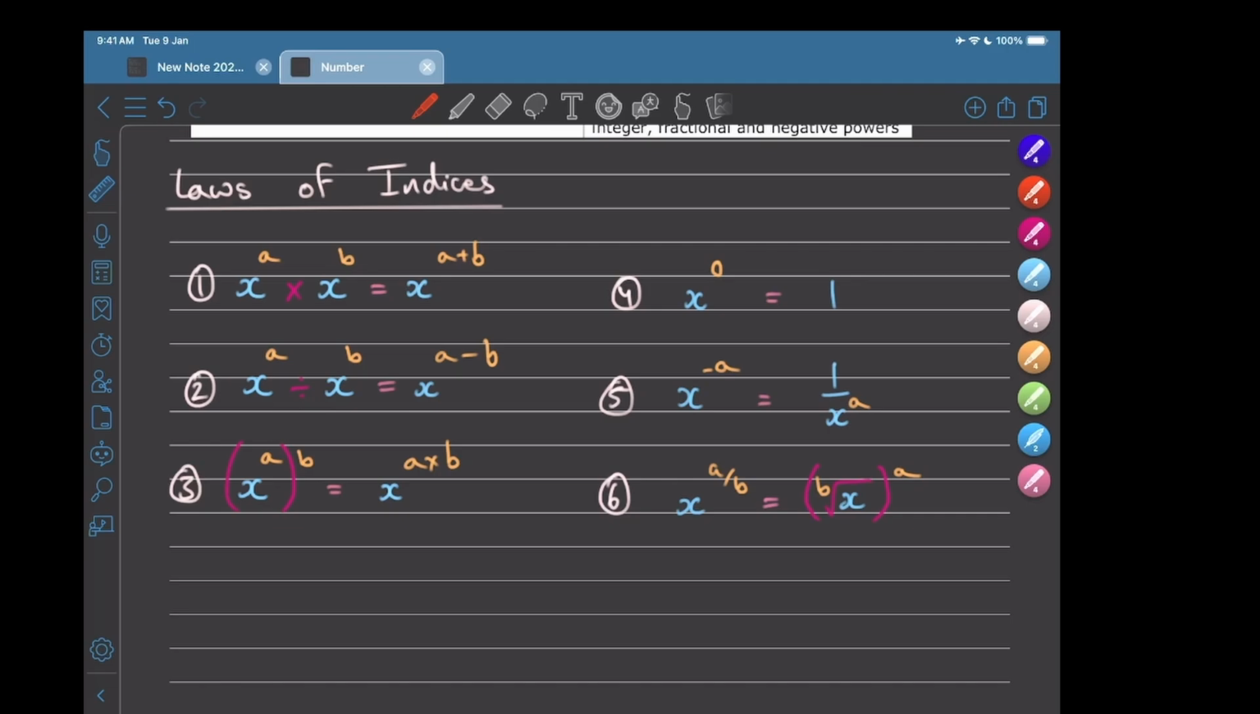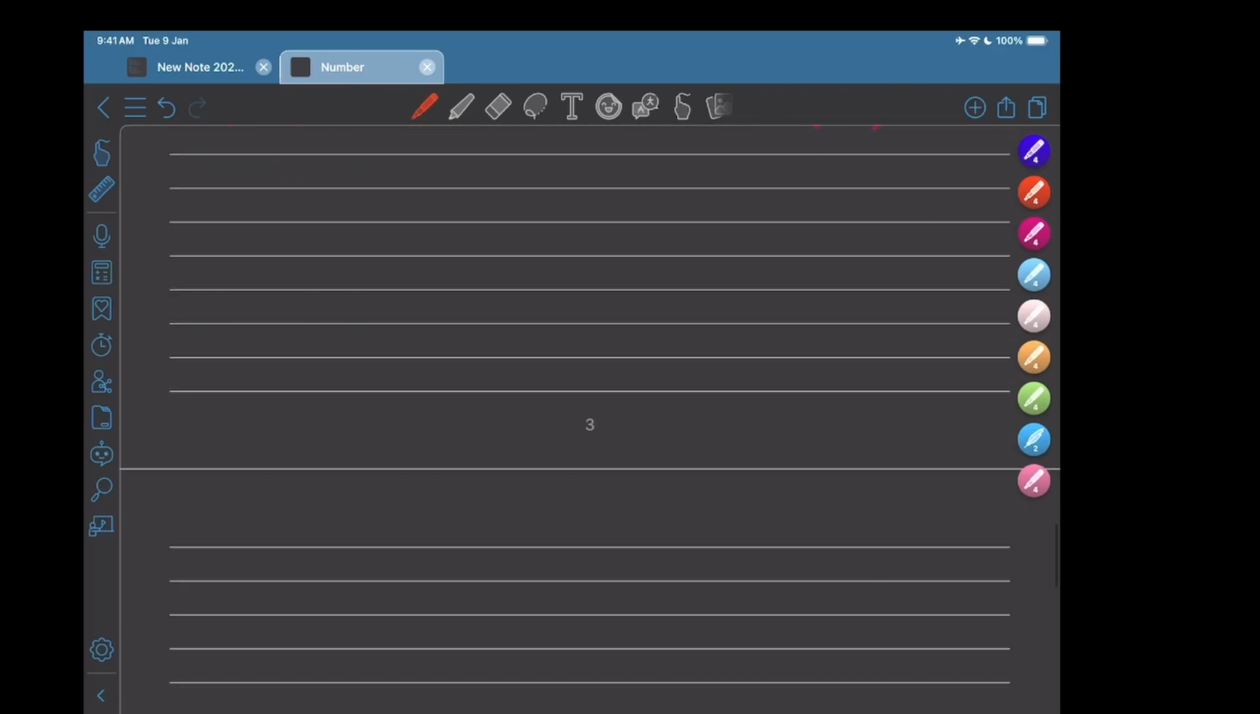What I would recommend you guys is to write this down several times, and honestly, if you write it once or twice, you will understand the laws. It will be as if you install it in your memory, you will memorize it automatically. It's that simple. Okay, that was the law of indices.